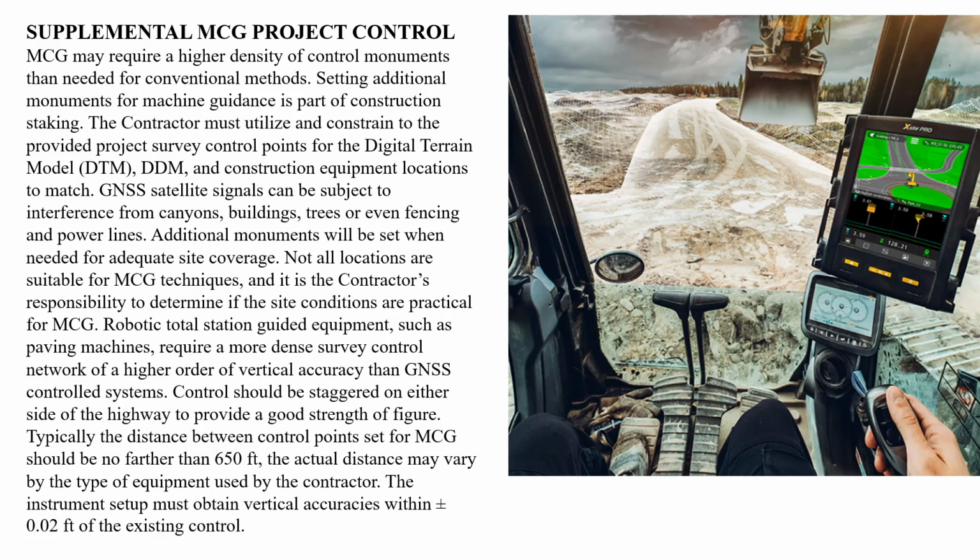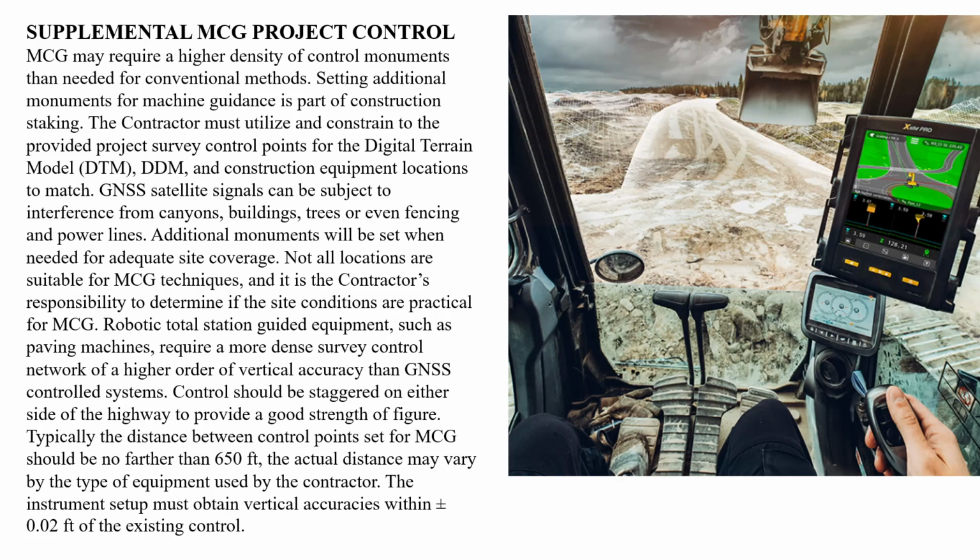DDM and construction equipment locations too much. GNSS satellite signals can be subject to interference from canyons, buildings, trees, or even fencing and power lines. Additional monuments will be set when needed for adequate site coverage.